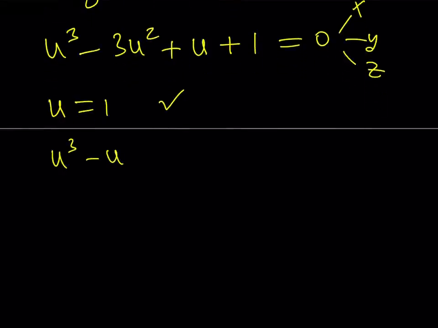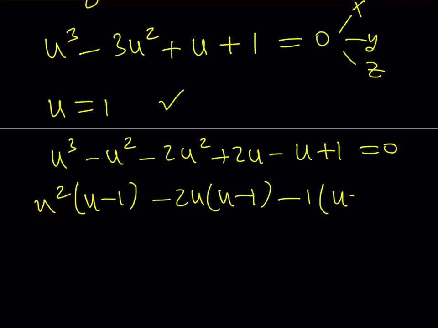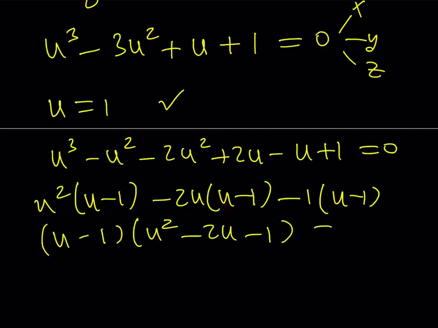U cubed minus u squared minus 2u squared plus 2u, minus u plus 1 equals 0. And then u squared times u minus 1 minus 2u times u minus 1 minus 1 times u minus 1. And that gives me u minus 1 times u squared minus 2u minus 1 is equal to 0.